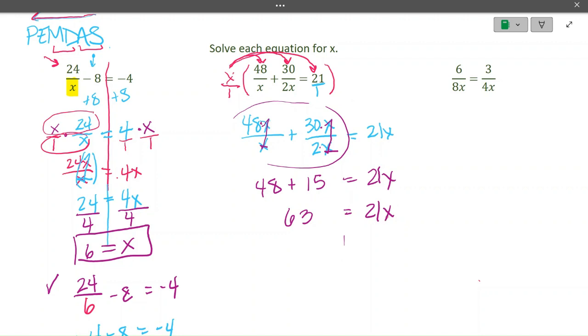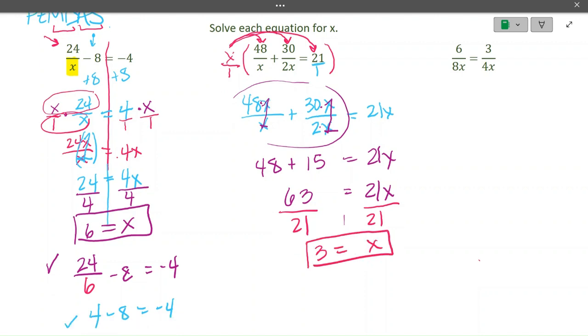So 21 is being multiplied by x. So I'm going to do the opposite of multiplication, which is division. So I'm dividing by 21 on both sides. When I do that, I get 63 divided by 21 is 3 equals x.